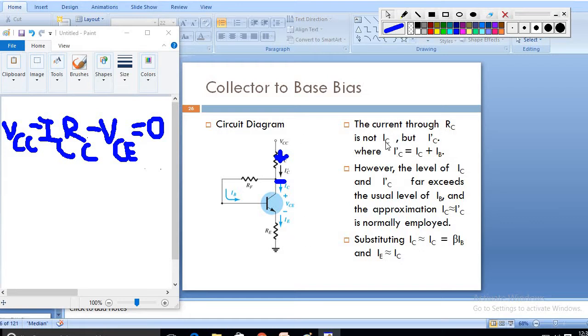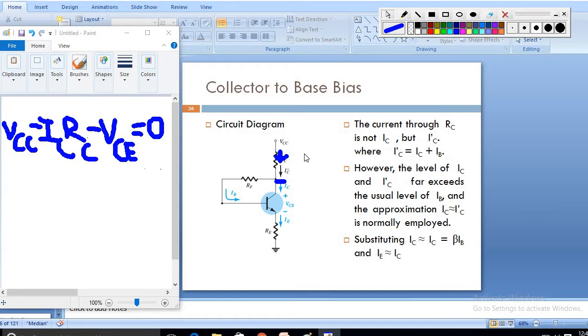But the current through RC is not IC. So here it is RC now. The current flowing through this is not the same as IC. In the earlier cases IC is flowing through RC, but here in the collector to base bias, this is the collector, this is the emitter, this is the base. So there is some combination of currents flowing through this RC.